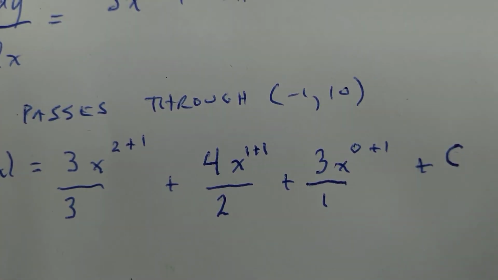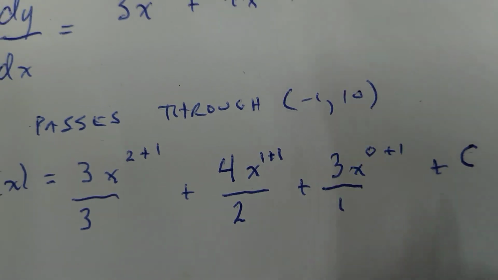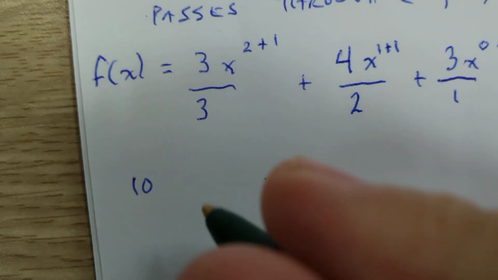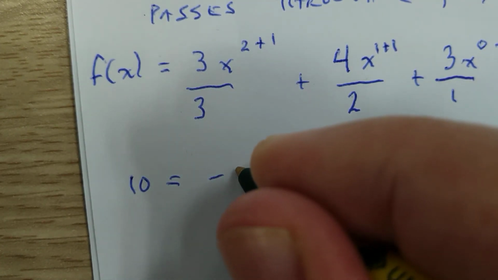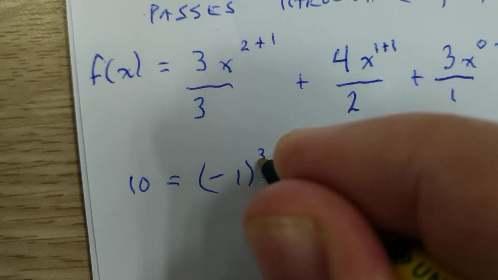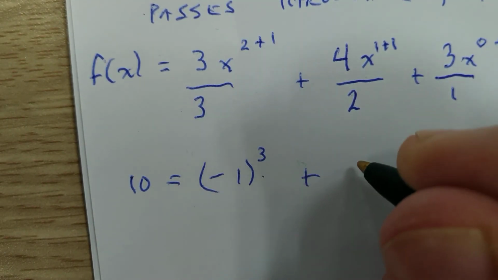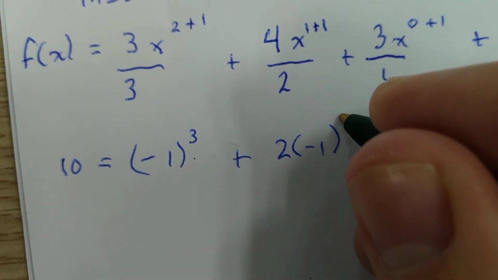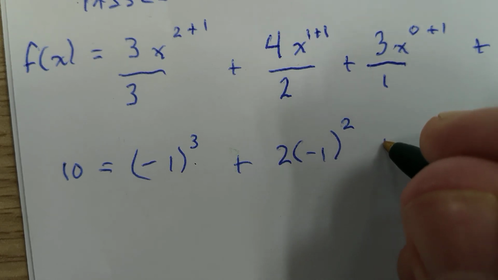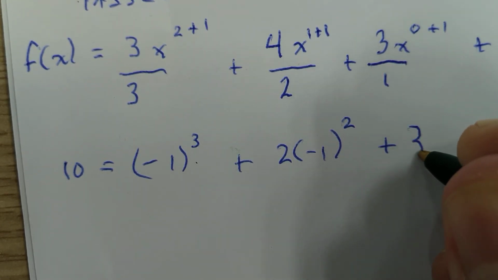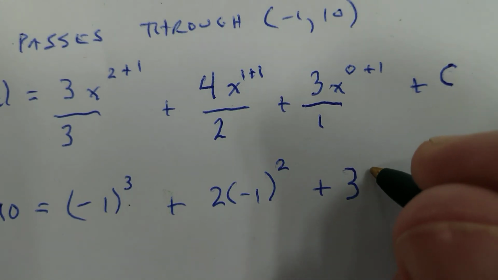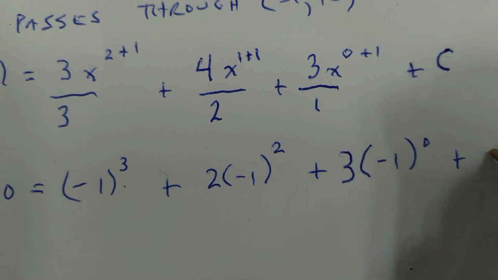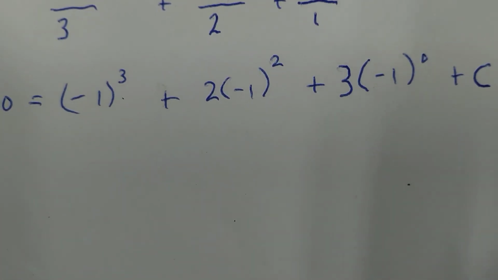So fasten your seatbelts, everybody. Here we go. So we know it passes through negative 1, 10. Well, we're going to put the 10 here. And we're going to put the negative 1 in for x. Negative 1 to the third, and then plus 2 times negative 1 squared, plus 3 times negative 1 to the 0, plus c. And we're going to solve for c, and then we're going to rewrite our equation, which is going to be the antiderivative.